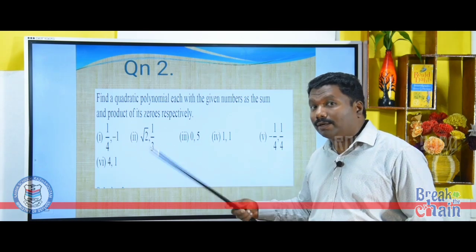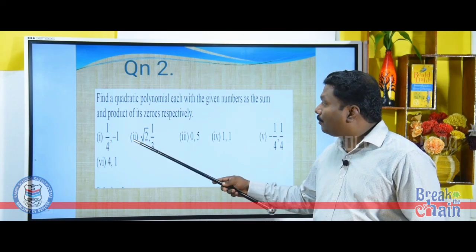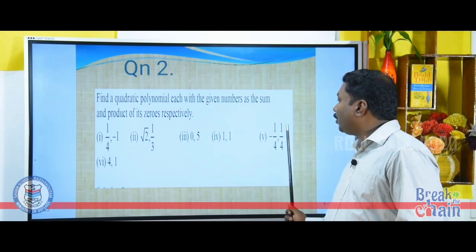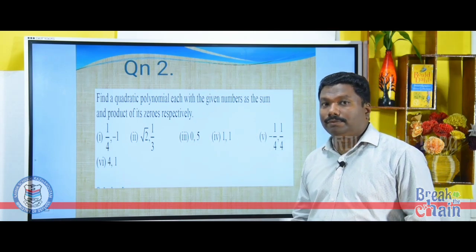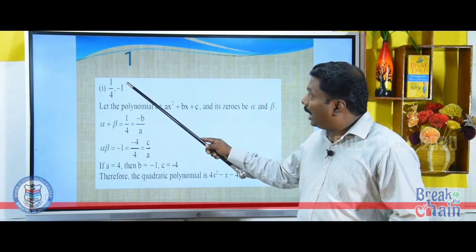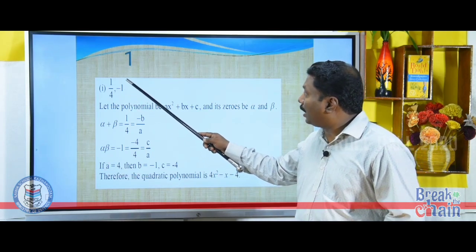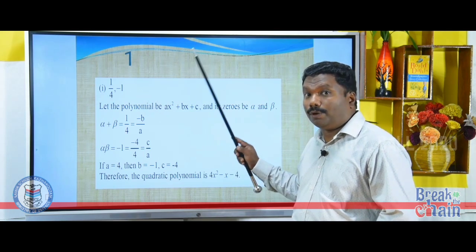Then we have to find a quadratic polynomial. Like that, 1, 2, 3, 4, 5, 6 questions are there. We can check one by one. The first question is 1 by 4, minus 1. That means alpha plus beta is 1 by 4, alpha beta is minus 1. We have to find the quadratic polynomial.